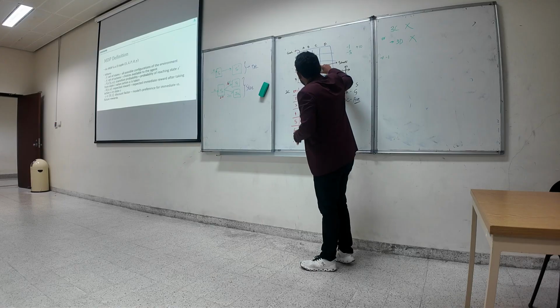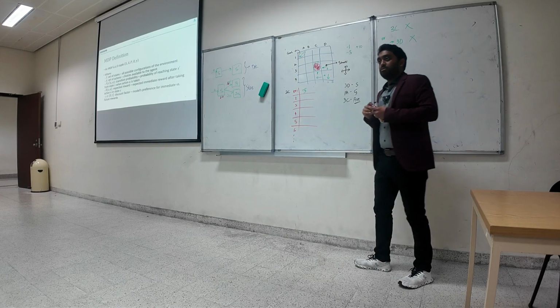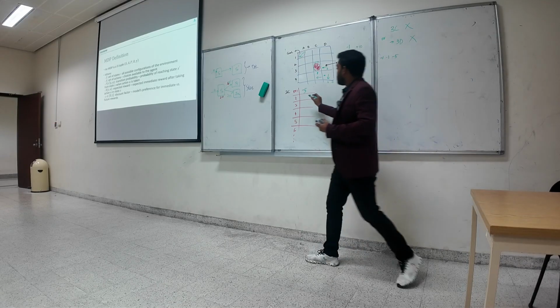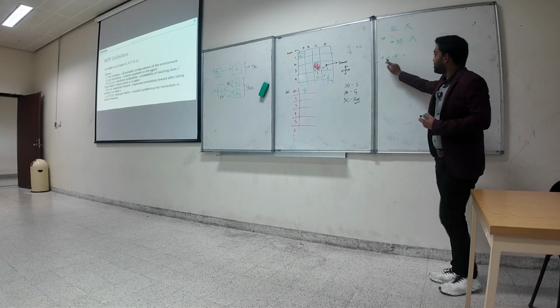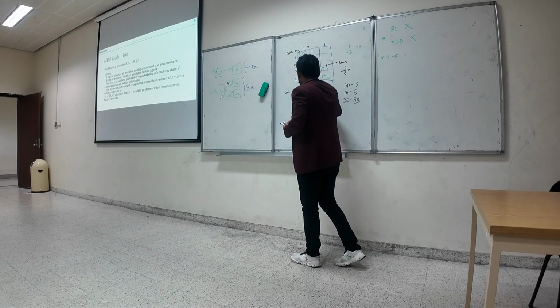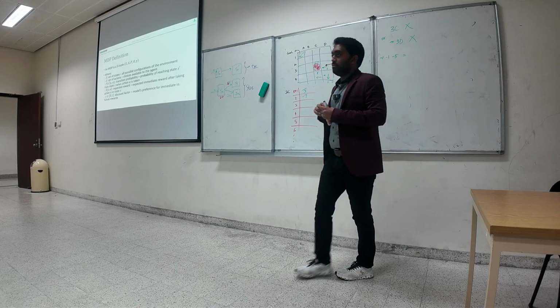Okay, let's do it again. It moves up. What will happen? -5 and terminate. So now the total episodic reward is what? -1 plus -1 plus -5, -7.